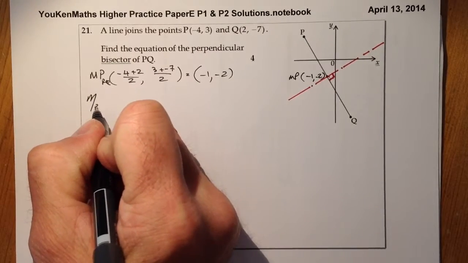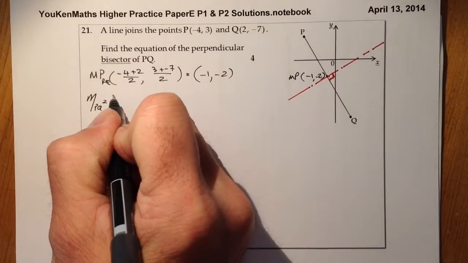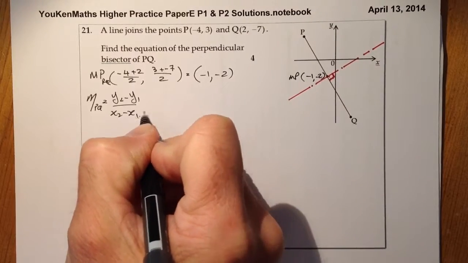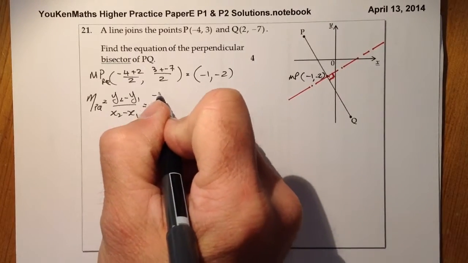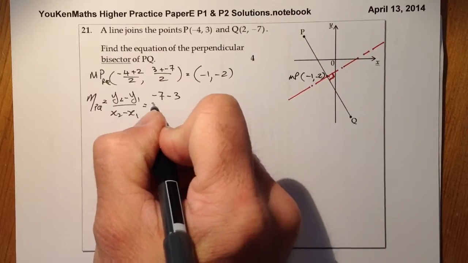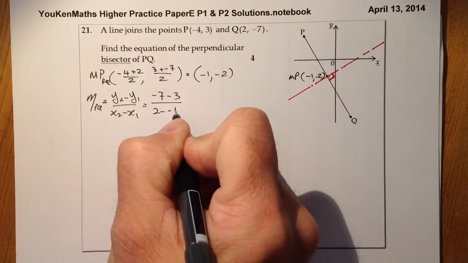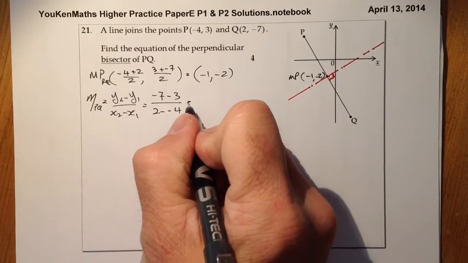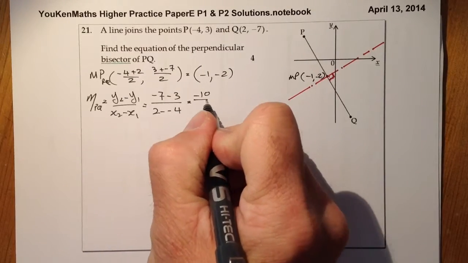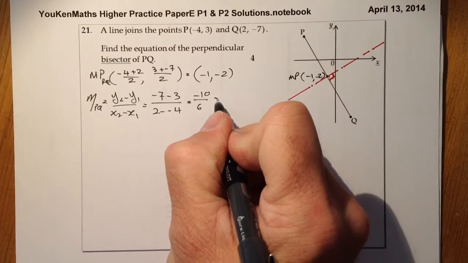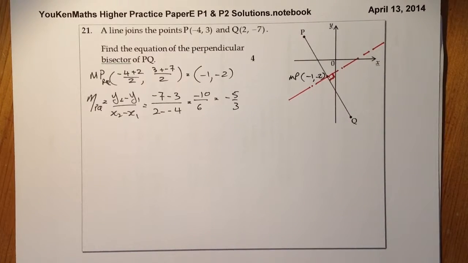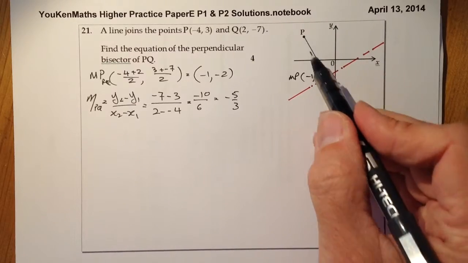Then what I would do is I'd work out the gradient of PQ, so let's go for that. Gradient of PQ, and remember that's just y2 minus y1 all over x2 minus x1. From there I've got minus 7 minus 3, and I've got 2 minus 4, just using our coordinates up above. Okay, so that'll work out to be minus 10 on the top, 6, so that'll give me, simplified down, minus 5 over 3. So that's the gradient of PQ.